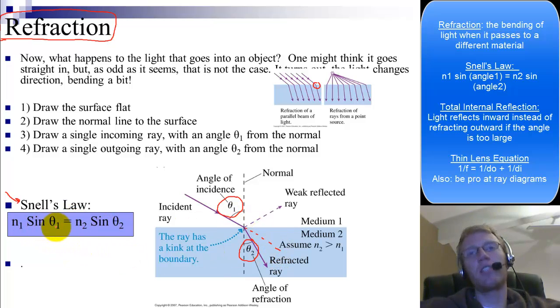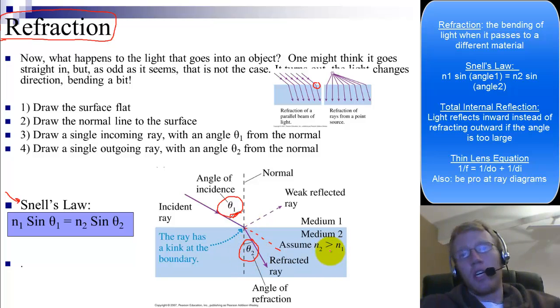So n sine theta is constant. And this is very important. Remember that you're measuring the angle from the normal right here, not the angle over here from the surface. Mathematically, as the index of refraction goes up, the sine of the angle must go down if these are going to maintain a constant value. So here you can see the index of refraction must be lower because the angle is bigger. Here the angle is smaller, so the index of refraction is higher.